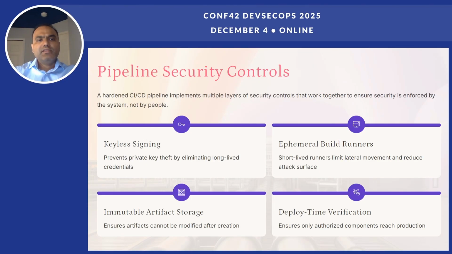Once we begin strengthening the pipeline, several important controls come into play. First, keyless signing. The CI pipeline generates temporary identities instead of relying on stored private keys.